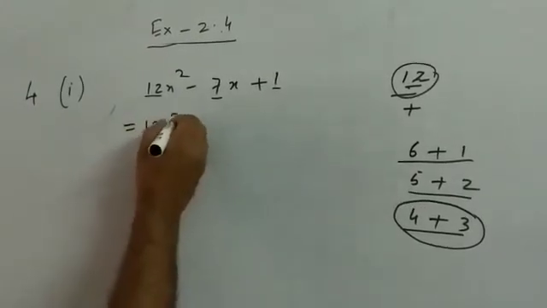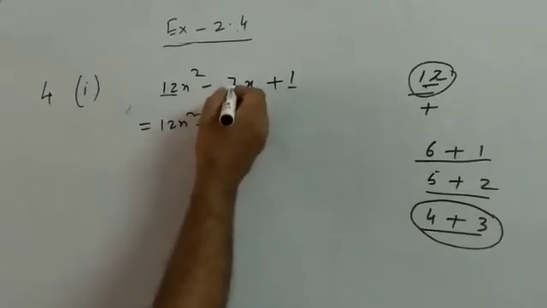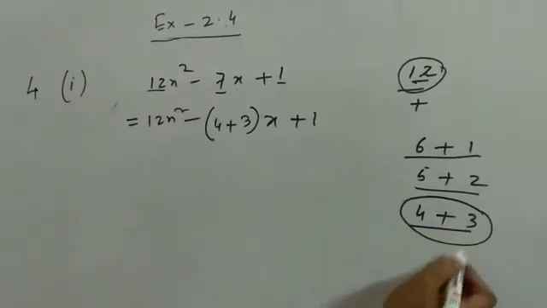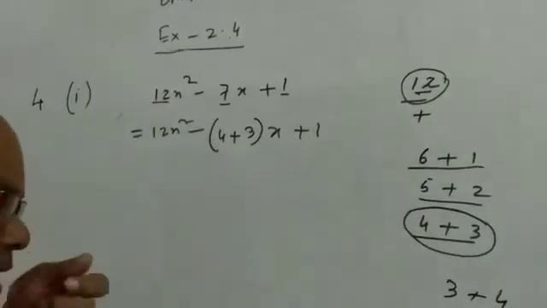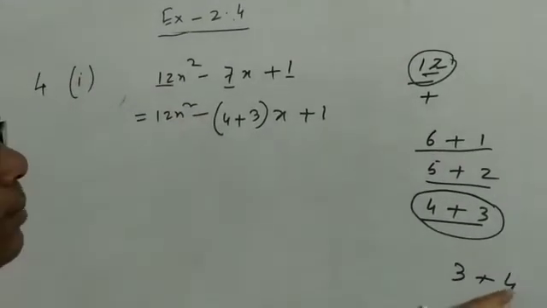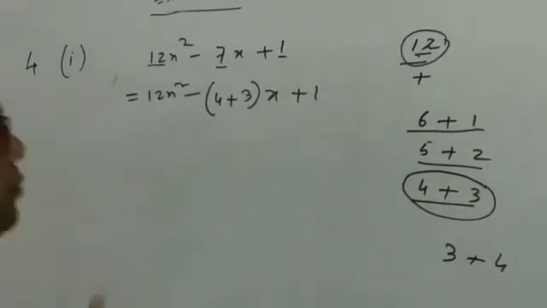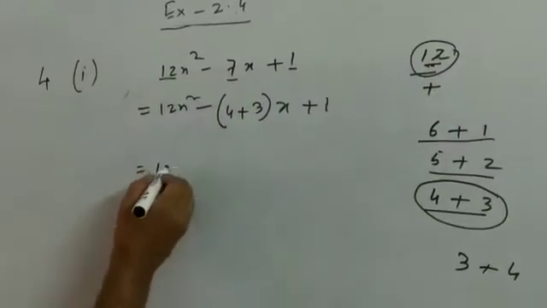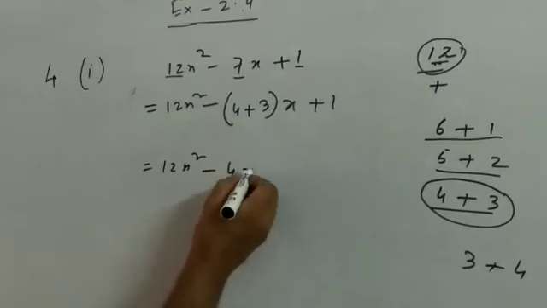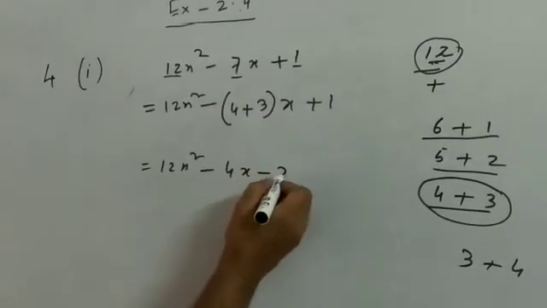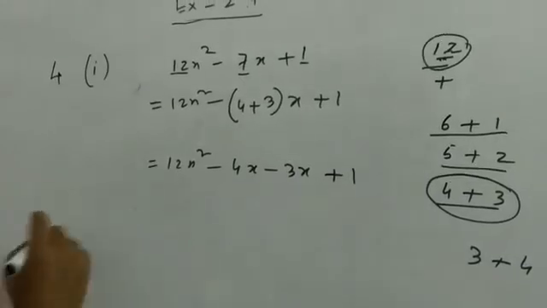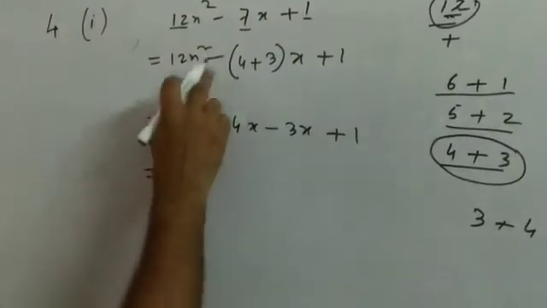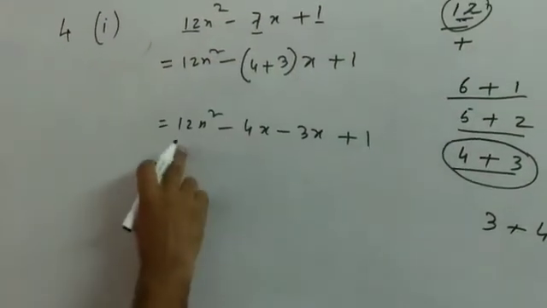Okay, then 12x square minus, then split 7 in bracket 4 plus 3, into x, plus 1. Yes, we can write 3 plus 4 also, but as far as possible the greater number you will write first, then the second number. Then 4 plus 3 is 7, 4 into 3 is 12. Now 12x square, remove the bracket, minus 4x. When we remove the bracket, this sign will change, minus 3x plus 1. Okay, now we got the fourth term. It was given 3 terms, then we split the middle term into 2 terms, so we got this fourth term.